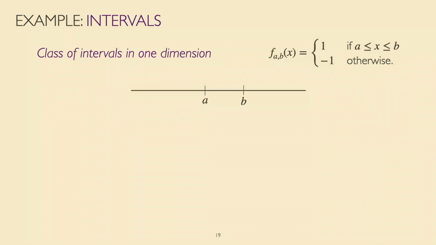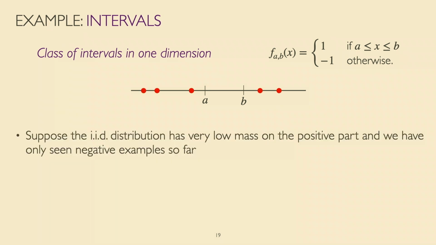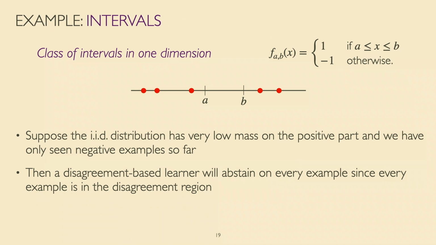So let's consider the class of intervals, slightly more complicated than the class we had before. Now we have two thresholds, A and B. Between them, the label is positive, and outside, the label is negative. If we went by the previous strategy, and suppose that the ID distribution had very low mass on the positive part, so the ID distribution was mostly negative, you would see points that are all negative. If you decided to predict based on disagreement, every point is in the disagreement region, because every point can have the label plus or minus since I don't know where the positive interval is. So the disagreement-based learner will abstain on every example. And that's really bad for us, because we're going to abstain everywhere and get very high error.